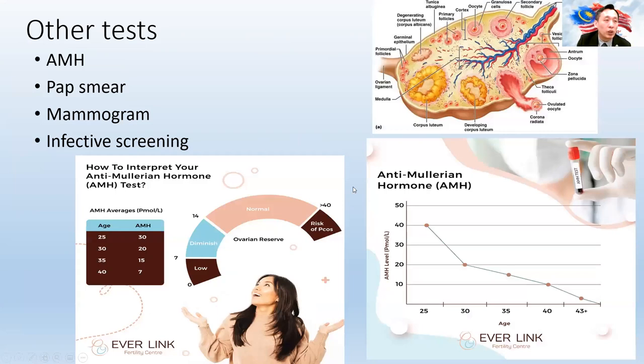Other tests you can do at the GP practice include anti-Müllerian hormone. This anti-Müllerian hormone is actually secreted by the young follicles inside the ovary. As you know, when the ladies age, the follicles inside the ovary become depleted. So the AMH will start dropping every year. So we want to know whether these ladies are in the normal range of anti-Müllerian hormone.